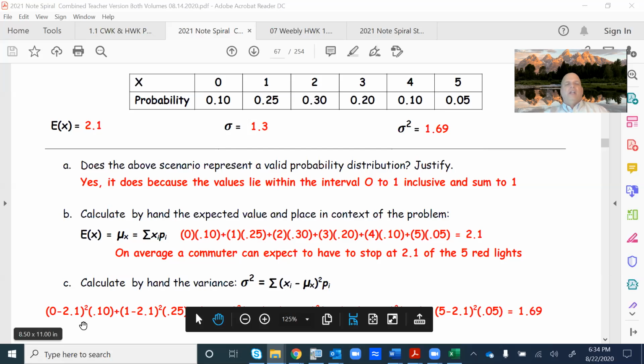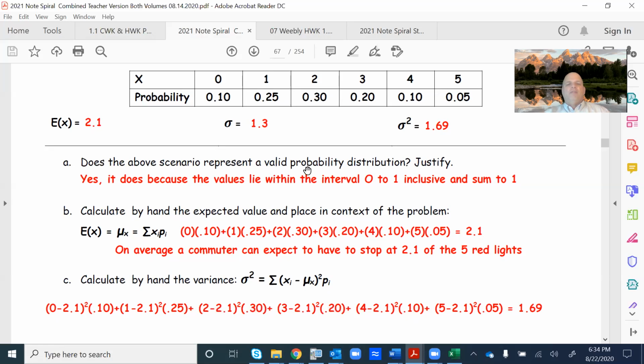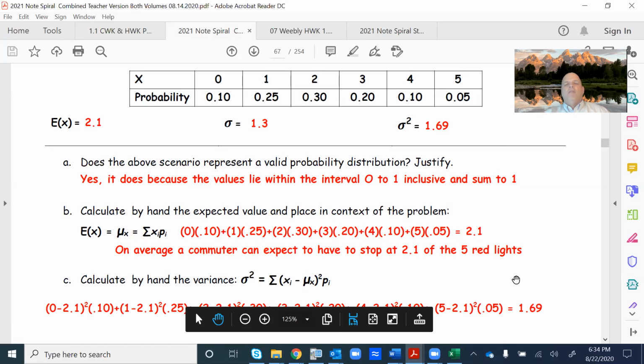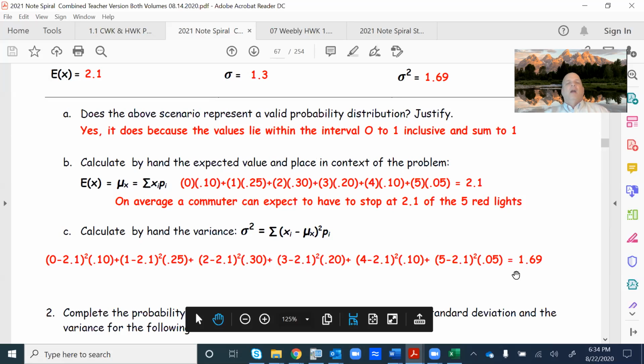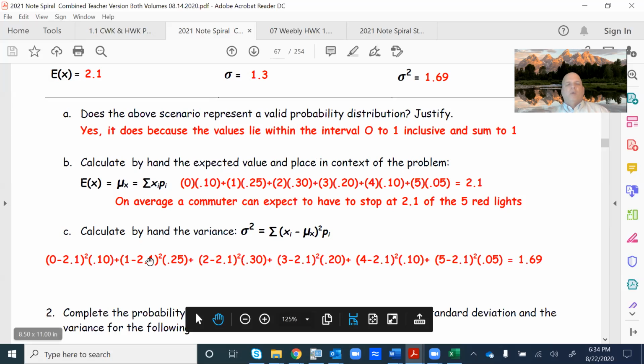All right, calculating the variance. 0 minus my average, which was 2.1 right here, times the associated probability of a 0. Then 1 minus my average, that squared, times the associated probability of 0.25, all the way through to 5 minus my average of 2.1, square that value and multiply it by the probability of 0.05, and that gives me 1.69. To get the standard deviation, I would just take the square root of that 1.69, or the square root of that whole thing.